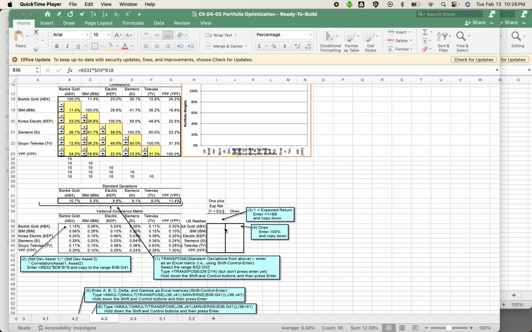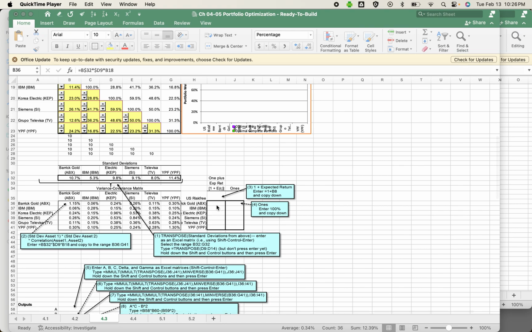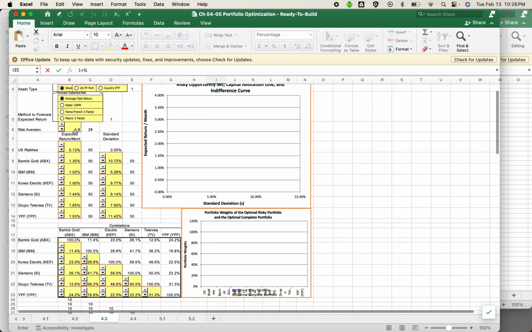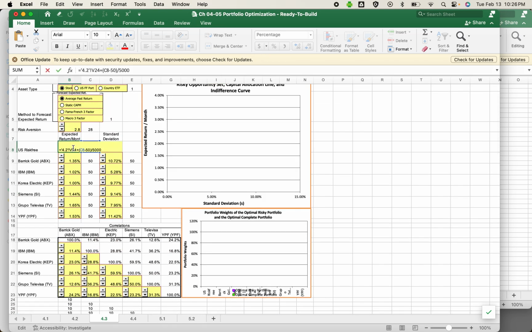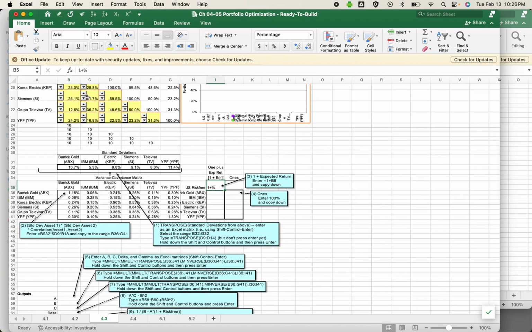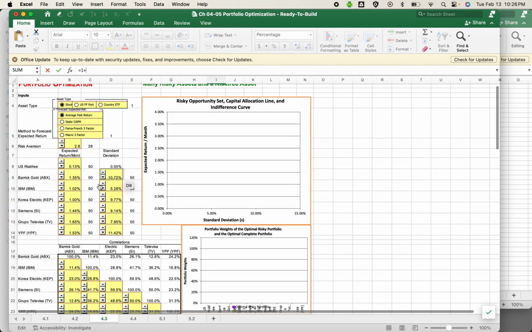To creating our matrices and our matrix transformations. First thing we want to do is 1 plus expected return, and we start with 1 plus B8, the risk-free rate. Forgot the equal sign. 1 plus risk-free rate.